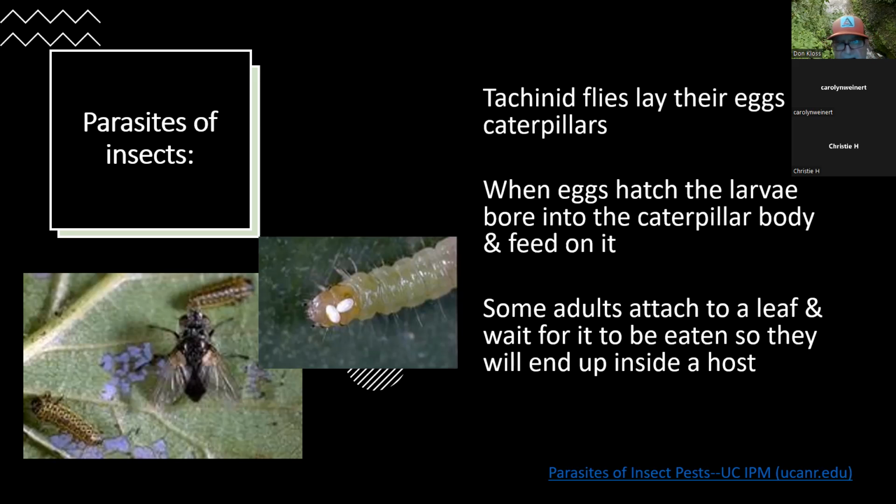And that on the left is a tachinid fly. And right above it there is one of its larvae. But then in the center, that's a caterpillar from a different butterfly or moth. I don't know which one it is. And you can see those fly eggs on top of it.